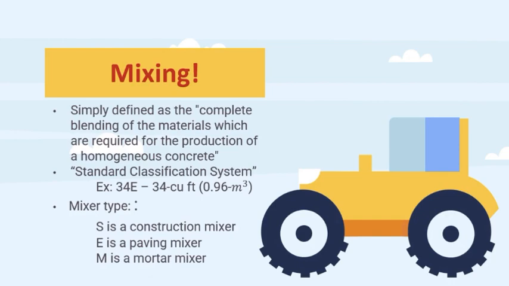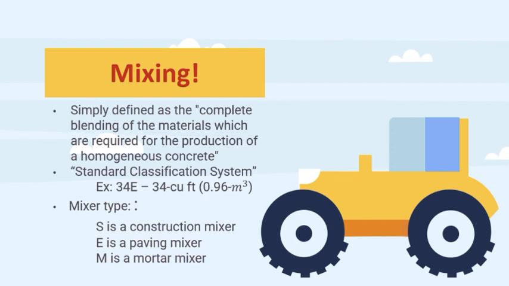So mixing is simply defined as the complete blending of the materials which are required for the production of homogeneous concrete. So may standard classification system ang mixing. Example nito is 34E, 34 cubic feet or 0.96 cubic meters. So rito, yung letter ay nag-indicate ng mixer type and yung number naman ay rated capacity of the mixer.